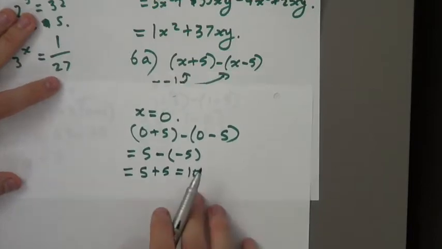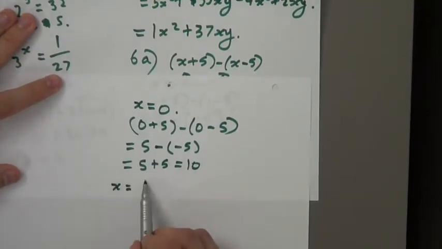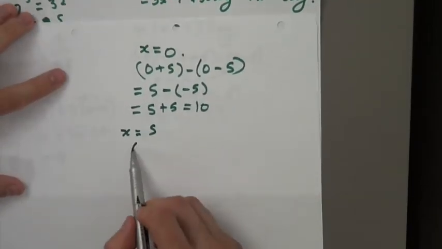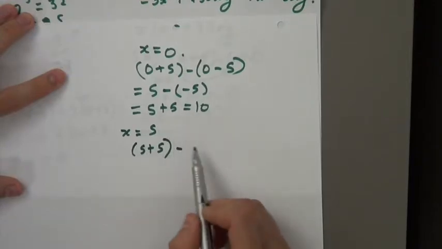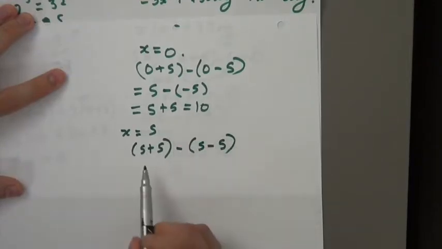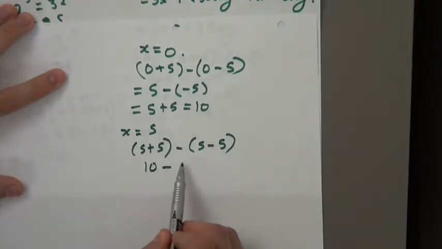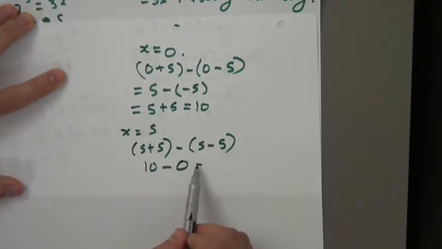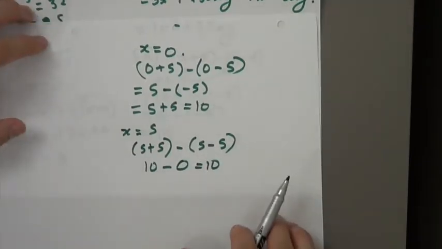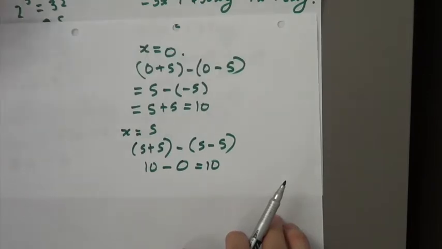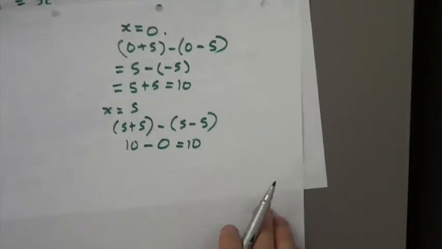And then when x is equal to 5, well, it's going to be 5 plus 5 minus 5 minus 5. This is 10 minus, and 5 minus 5 is 0, minus 0 is 10. Okay, so we've answered that question. Right.